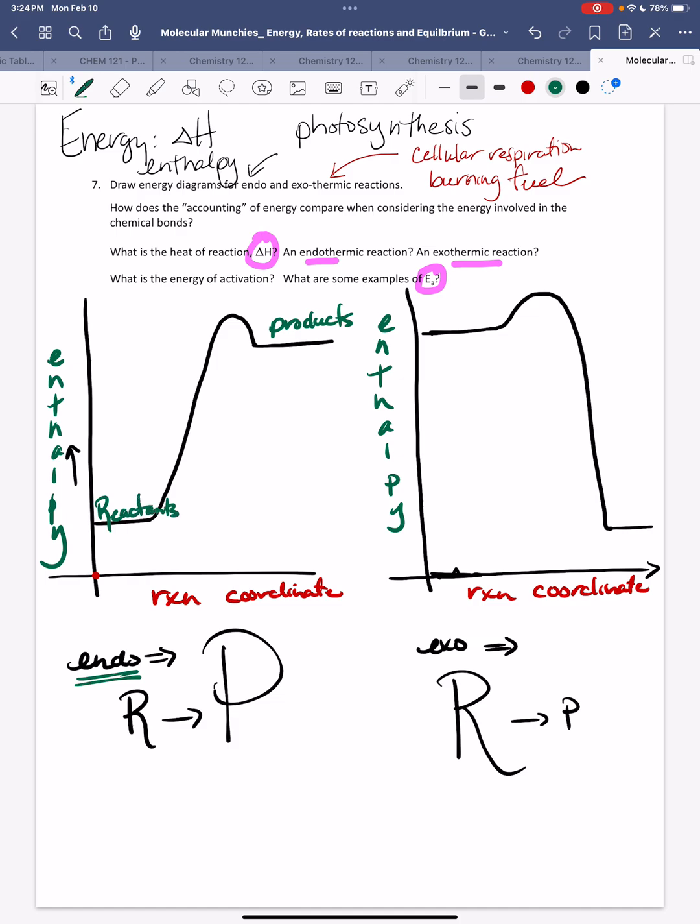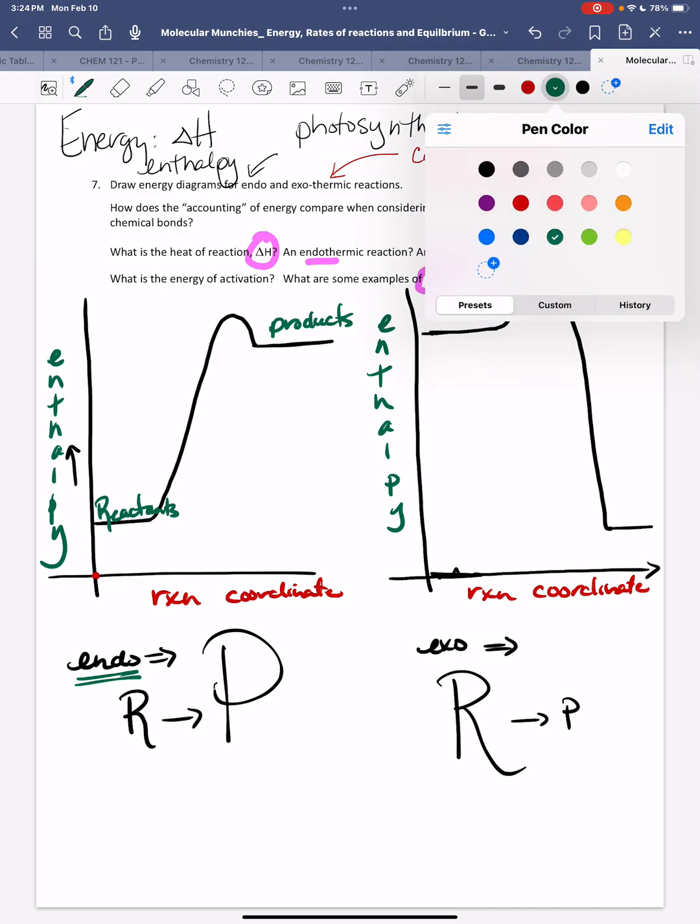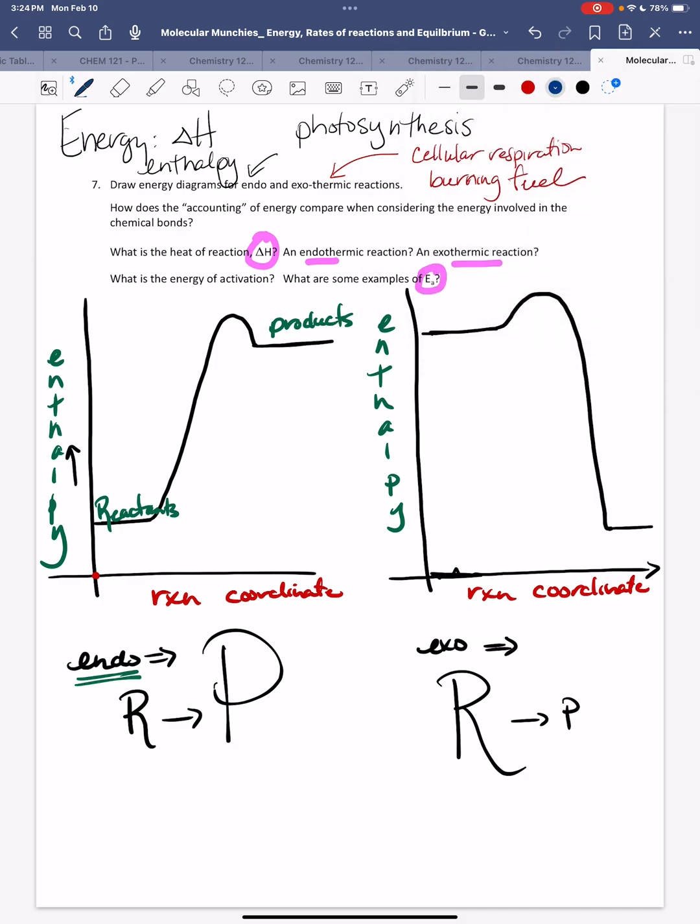And basically, when we measure this, we measure the change in the energy between the reactants and products. Delta H is the change in the energy between them. We always take the products minus the reactants. And again, I'm writing the letters to indicate the amount of energy. So more energy in the products than the reactants.